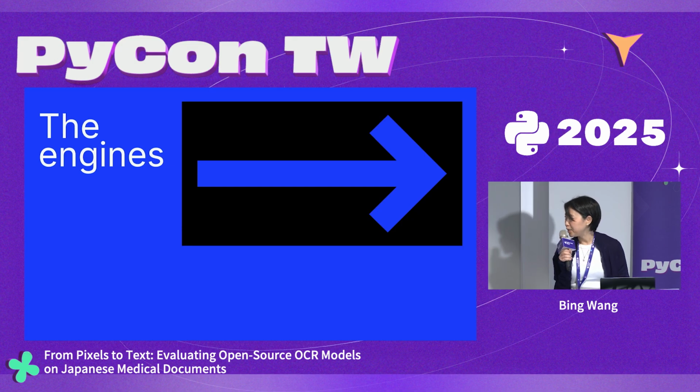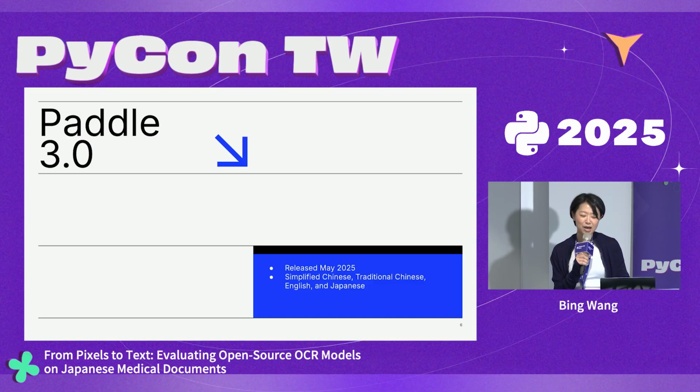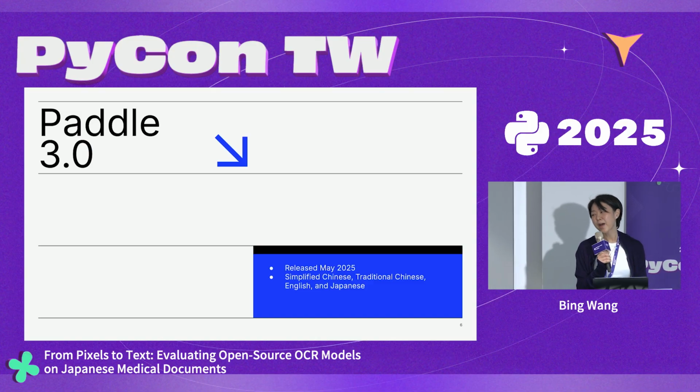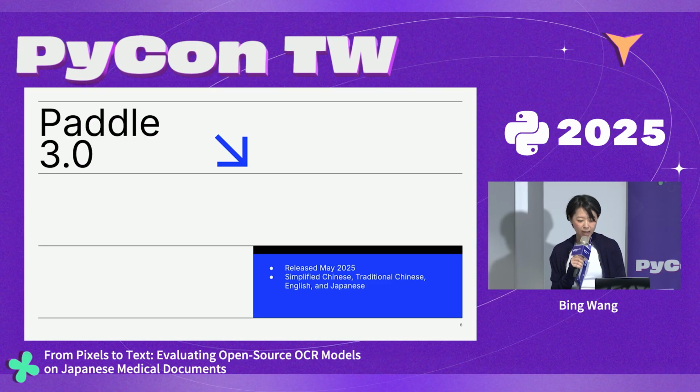So first, allow me to introduce the stars of today's talk. Candidate engine number 1 is Paddle. Paddle this year in May released a new deep learning framework, Paddle 3, along with an OCR toolkit on top of that. So this is a freshly baked framework and model. Right now, they support English and some of the major Asian languages. And this model is developed by the Chinese company Baidu.